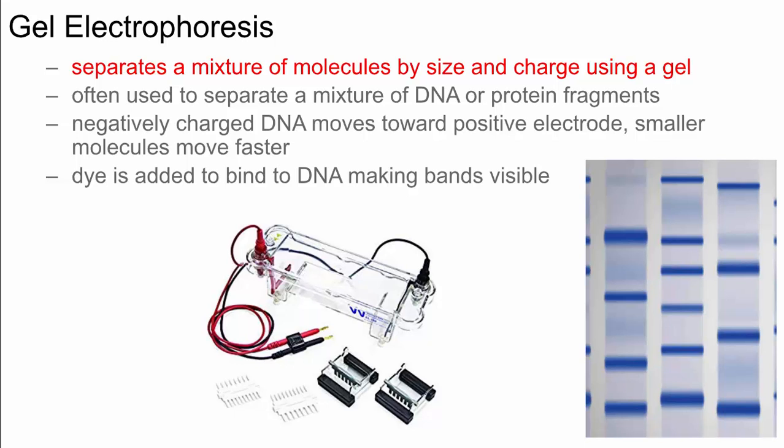The basics are that electrophoresis separates a mixture of molecules by size by using electricity to draw these molecules through a gel. And so it's done using DNA very frequently, where they take a sample of DNA, they run it through a gel, and because the DNA is negatively charged, it's attracted to the positive electrode, and so the DNA starts to move.